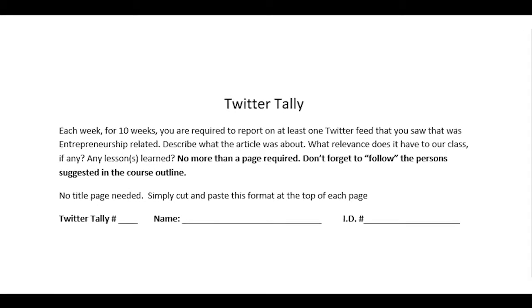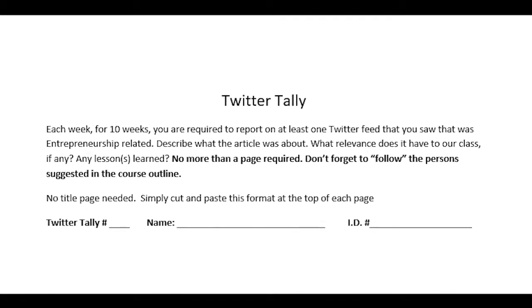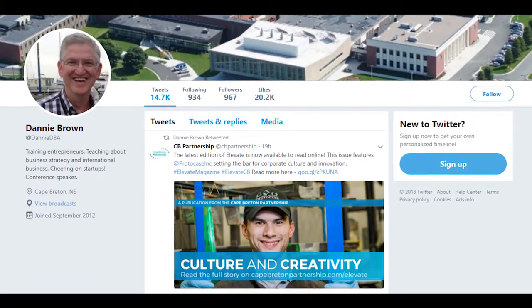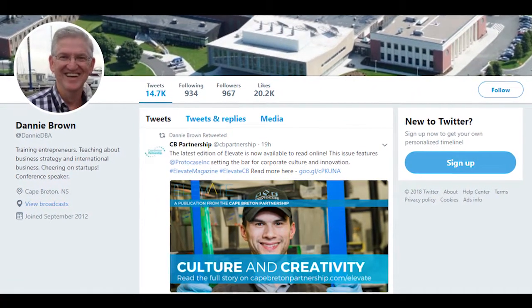So I require that they follow 5 or 6 different people on Twitter, but then they can follow other people as well. And part of it is that they're supposed to do what I call 5 Twitter tallies, or it can be up to as many as 10. They follow the people that I mentioned, including myself, and they find an article that they've posted, and give me a quick little summary of what it was about and how it relates to our class. And so it keeps them involved in it.